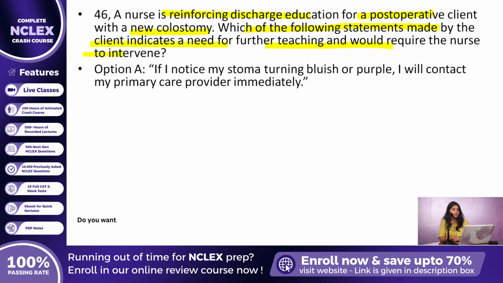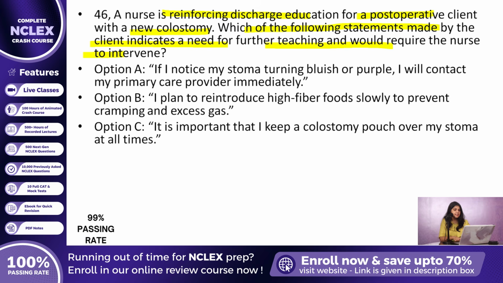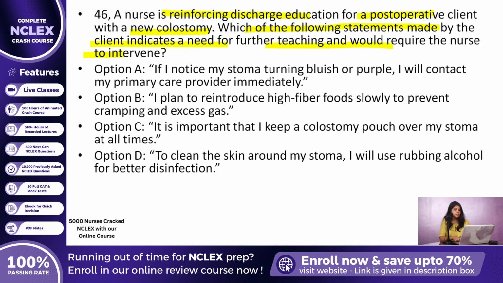Option B, I plan to reintroduce high-fiber foods slowly to prevent cramping and excess gas. Option C, it is important that I keep a colostomy pouch over my stoma at all times. Option D, to clean the skin around my stoma, I will use rubbing alcohol for better disinfection. The correct answer is Option D. To clean the skin around my stoma, I will use rubbing alcohol for better disinfection.